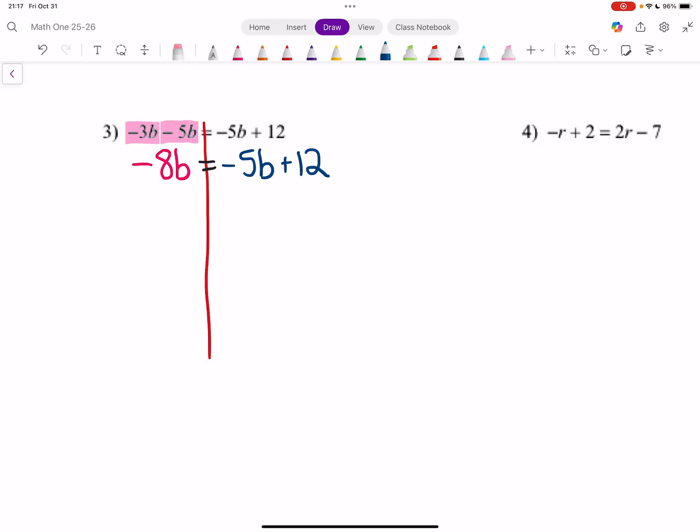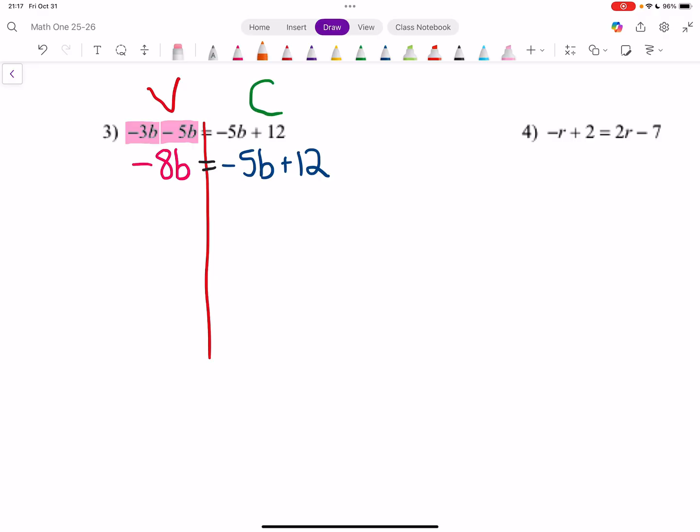At this point, I need to determine a side for the variable terms and a side for the number terms. Now, in order to make my variable terms positive, I would have to move the 8b here, but then I'd have to move the 12 over here, which would be more steps than I'd like. So what I could do instead this time is take this term and move it over here, recognizing that the result will be a negative coefficient attached to the variable term, but that's okay.